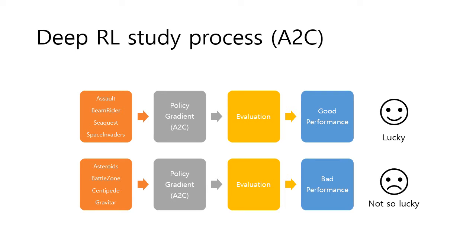Let's take a look into the advantage actor critic algorithm as an example. In some environments, it performs well, so we are lucky. But in other environments, it does not perform well, so we are not so lucky. We do not have any idea why this result happens. We just report the whole result and say it works better in many environments.